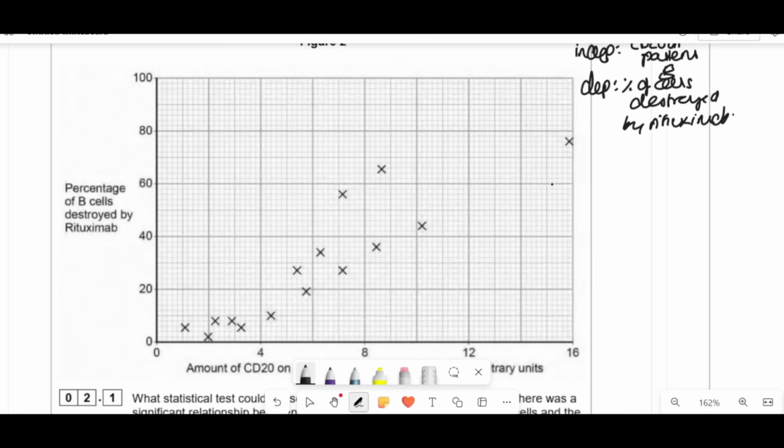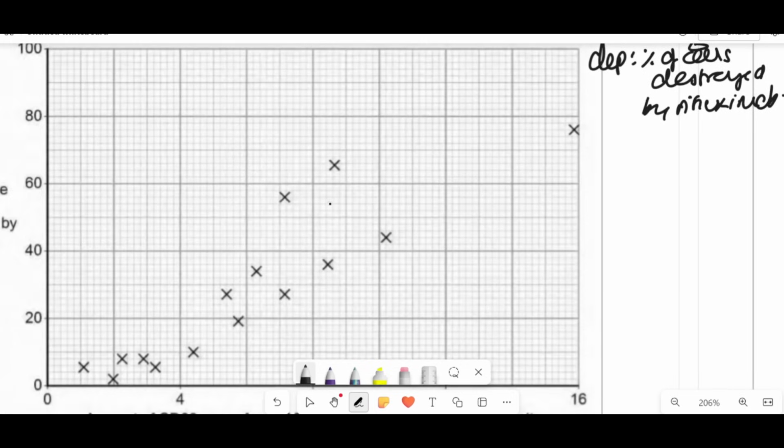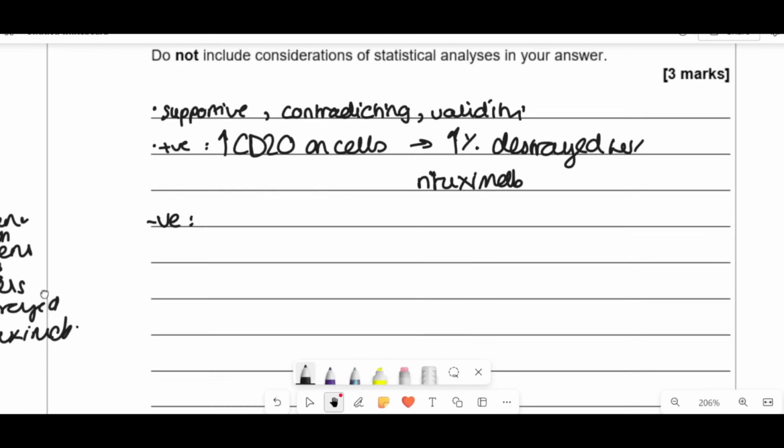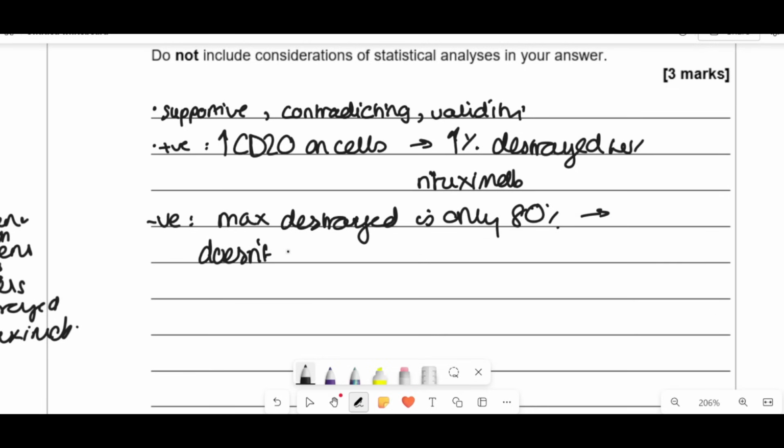So that's a contradicting statement because it's asking, is it good at treating CLL, as in curing cancer? Well, we can only get up to 80%. So the max destroyed is only 80%, right? And as well as that, that must mean it doesn't really cure cancer, does it? Because it won't kill all the cells.